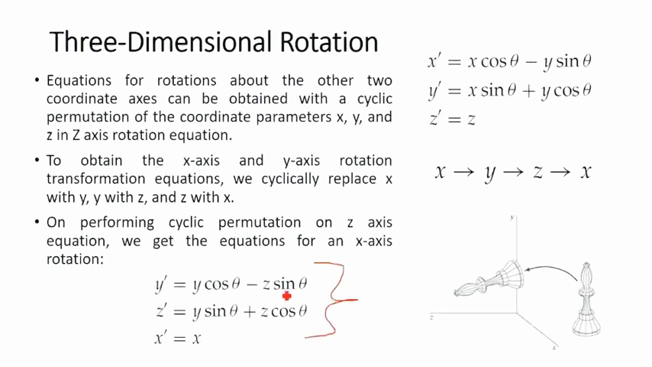You would have seen here I am keeping x dash as x, so I am not changing the x value in rotation around x-axis. I am only changing y dash and z dash, the y and z values of the coordinate position of the object. The x coordinate position of any point in the object will still remain the same.